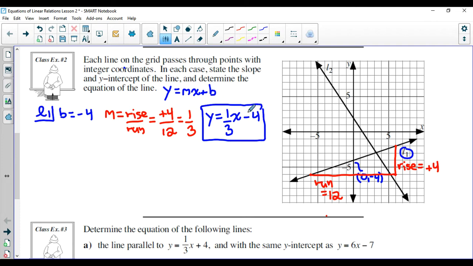Okay, so that's the equation of line number 1. So y equals mx plus b. So the slope is 1/3, positive 1/3 because you're going up, and the y-intercept is -4. Now let's go to line number 2. So we have L2.